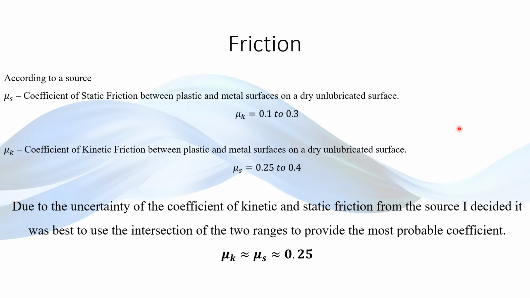I want you to notice the large range of values between each of the coefficients. Due to the uncertainty of the coefficient of kinetic and static friction from the source, I decided it was best to use the intersection of the two ranges to provide the most probable coefficient, which was 0.25.